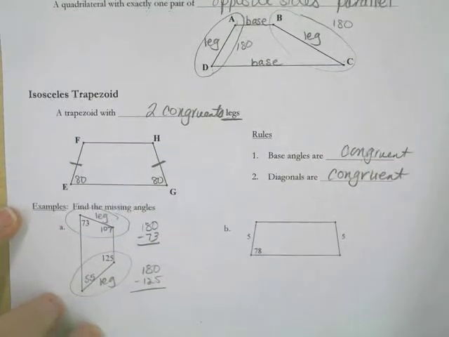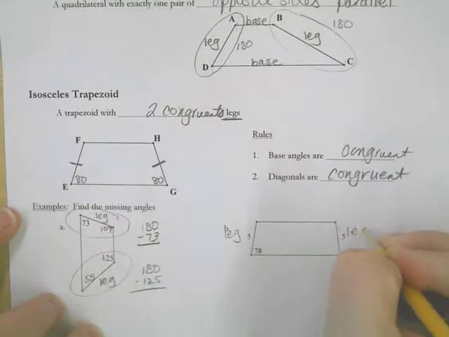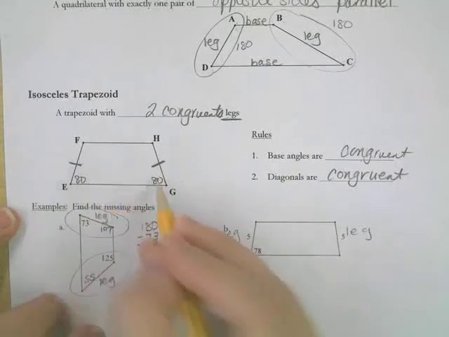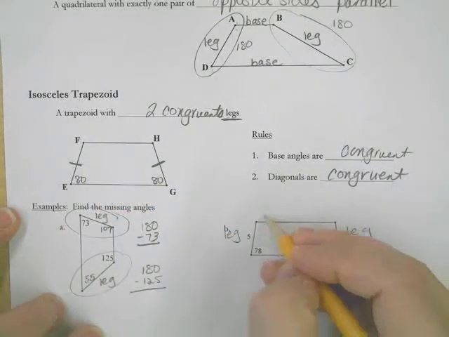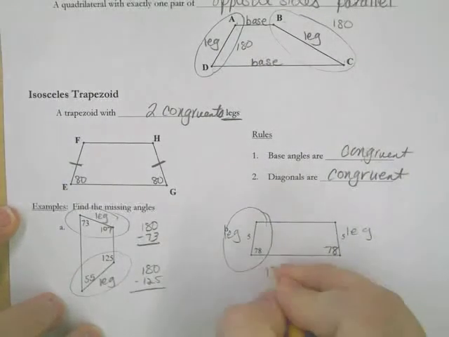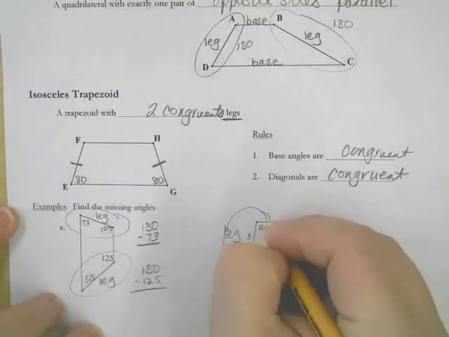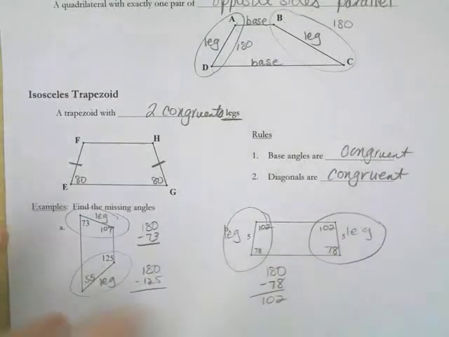If not, I know that these are my legs. And with isosceles, legs are equal, base angles are equal. So this one's 78, this one's 78. Well, if I still circle my leg, they still add up to 180. So 180 minus 78 is 102. But this is also 102 because I circle that leg and they add up to 180.